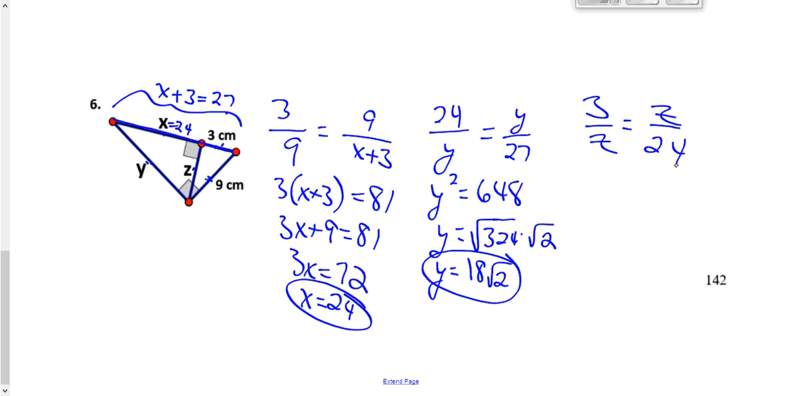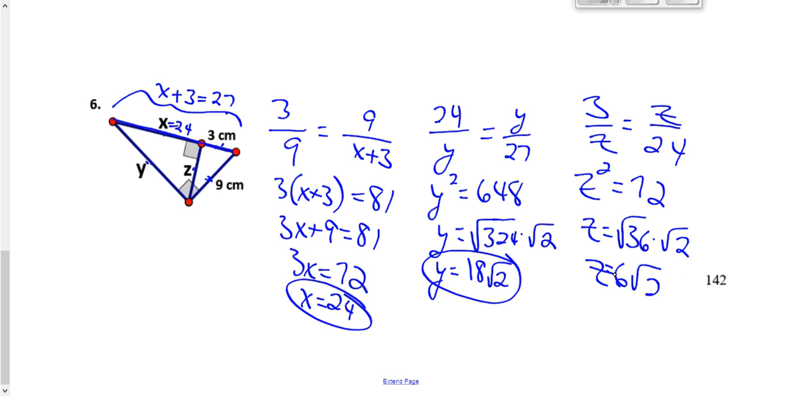What'd you get, Olivia? I got 6 square root of 2. About 6 square roots of 2. Anybody else? Yeah, Jordan, okay. So we got Z squared equals 72. Z equals square root of 36 times the square root of 2. And that's just 6 square roots of 2. Okay? Hang of this?